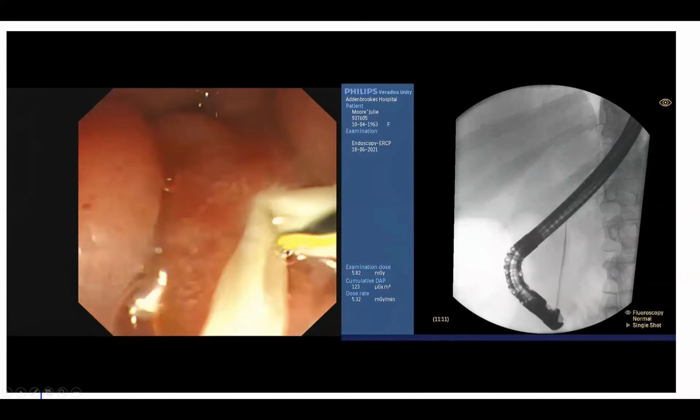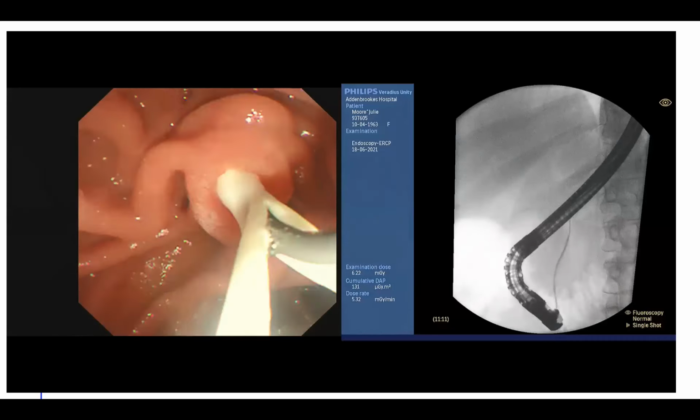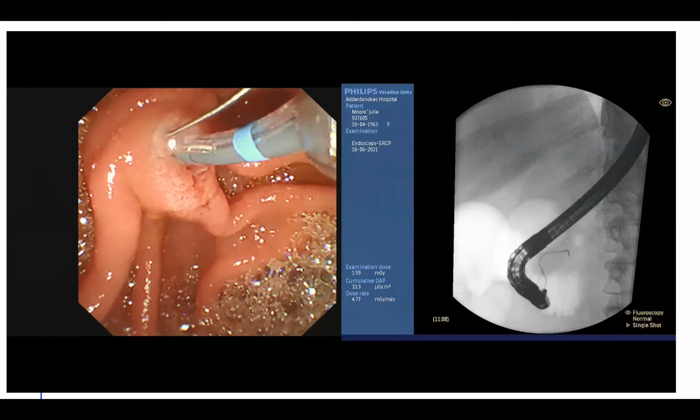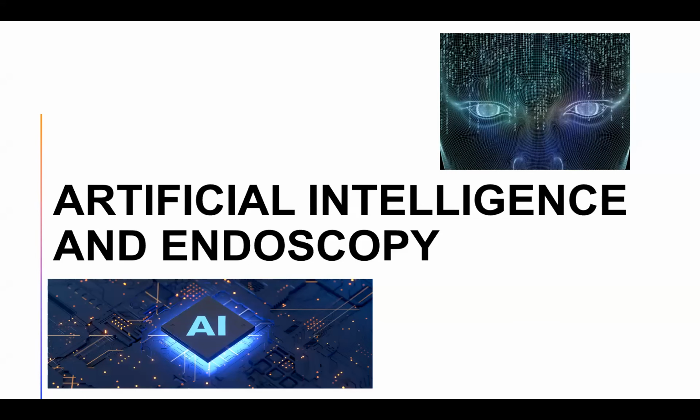Okay, good. Excellent. We don't need to sit on that. So that's the biodegradable sort of stent that we're using. I would say they are quite painfully expensive.